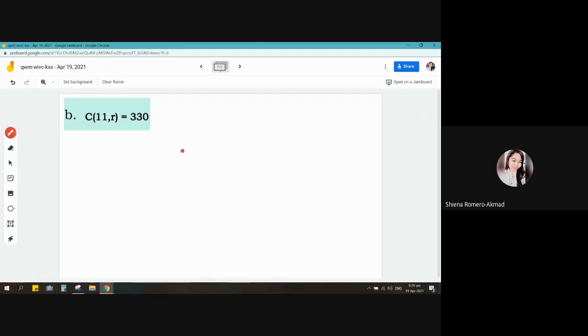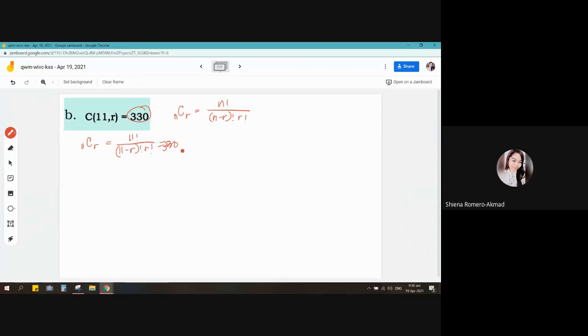Ano yung formula for combination? That's combination of n taken r at a time is equal to n factorial divided by n minus r factorial times r factorial. So, we'll have combination of 11 taken r is equal to 11 factorial divided by 11 minus r factorial times r factorial. And this is equal to 330.